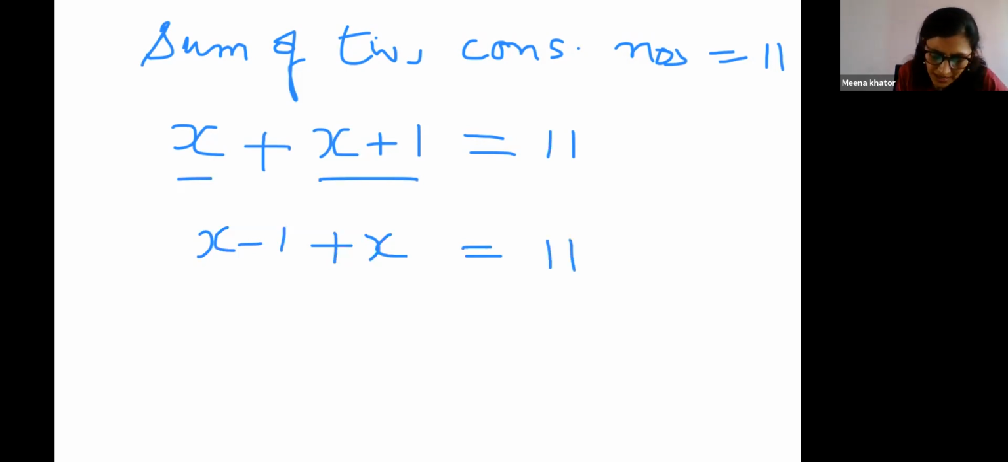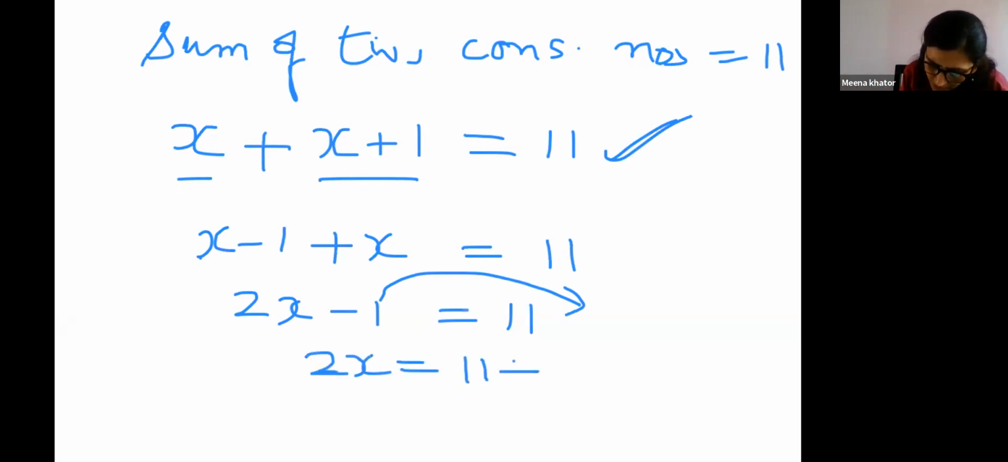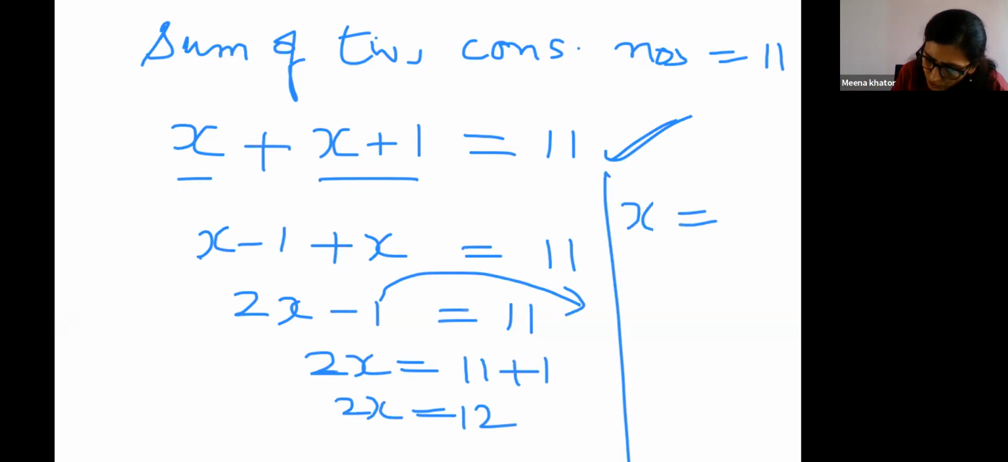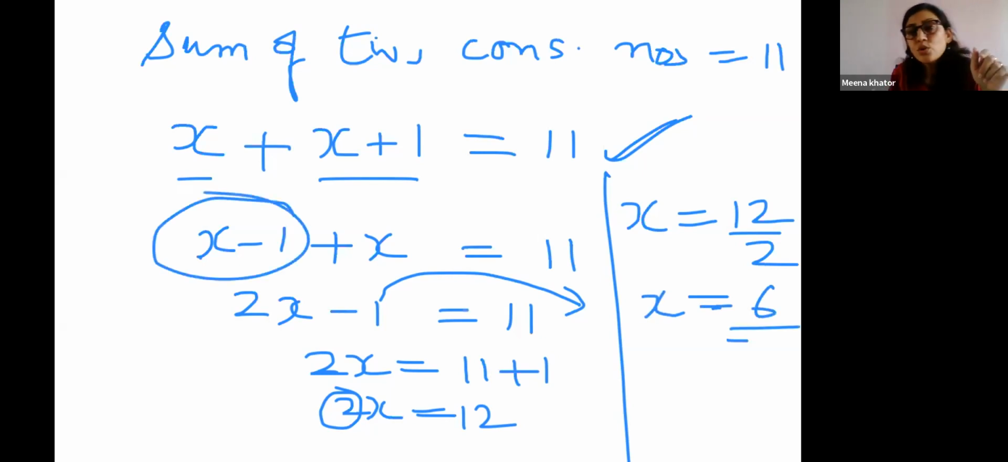So what do you get here? x plus x is 2x minus 1 is equal to 11. Most of you have used the other equation. I am trying to use this one, just in case. So this one, when I take to the other side, because constants go in one place, 2x is equal to 11 plus 1. So 2x is equal to 12. Now, x is equal to 12 divided by 2. Why divided? Because this 2 here is in multiplication with x. When it goes to the other side, I give it in division. So 12 divided by 2 is 6. So one number is 6 and the other is x minus 1.